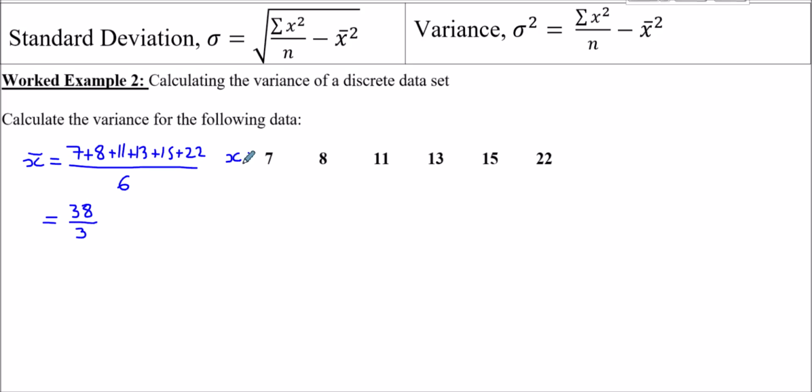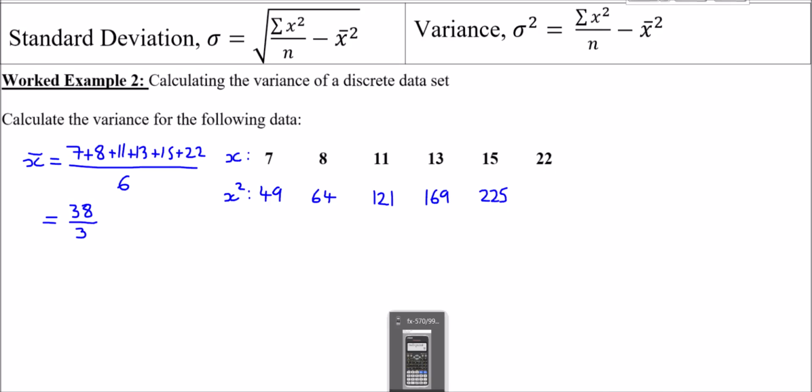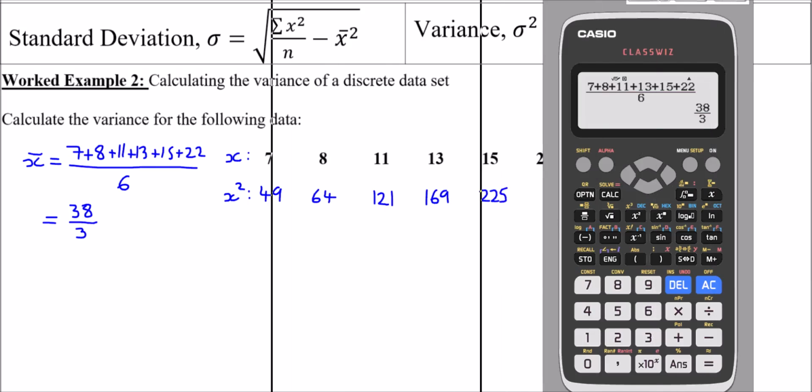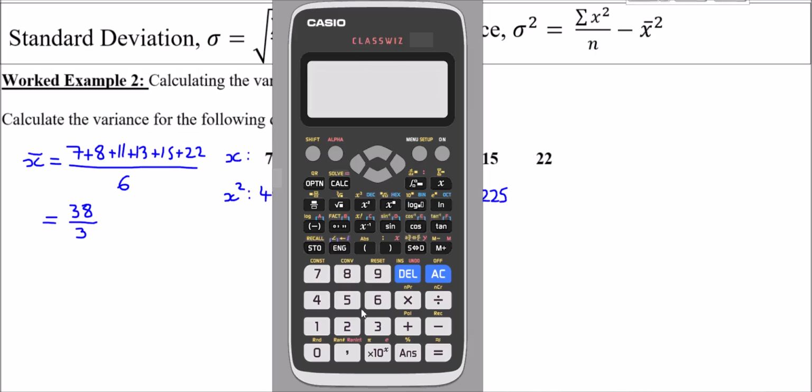Now we need to work out these values squared. 7 squared, 49, 8 squared is 64, 11 squared, 121, 13 squared is 169, 15 squared is 225, and 22 squared, I don't want to re-record this by making a silly mistake, so I'm not going to trust myself too much. 22 squared, just to make sure I don't fluff it, 484.